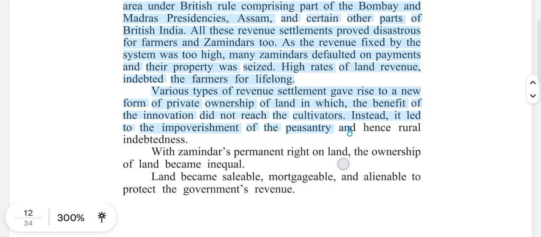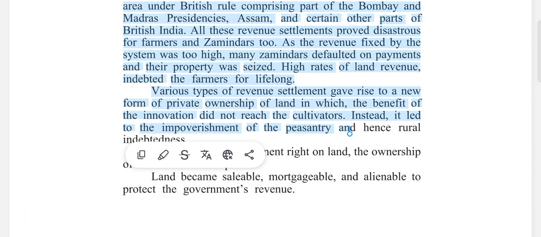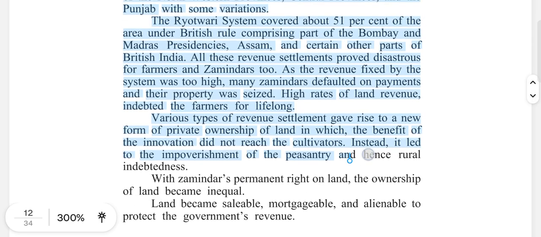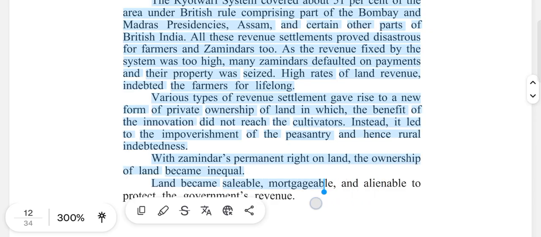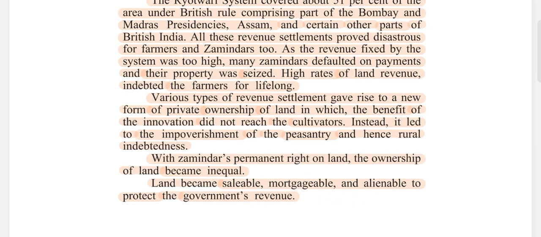All these revenue settlements proved disastrous for farmers and zamindars too. As the revenue fixed by the system was too high, many zamindars defaulted on payments and their property was seized. High rates of land revenue indebted the farmers for life. Various types of revenue settlement gave rise to a new form of private ownership of land in which the benefit of the innovation did not reach the cultivators. Instead, it led to the impoverishment of the peasantry and hence rural indebtedness.